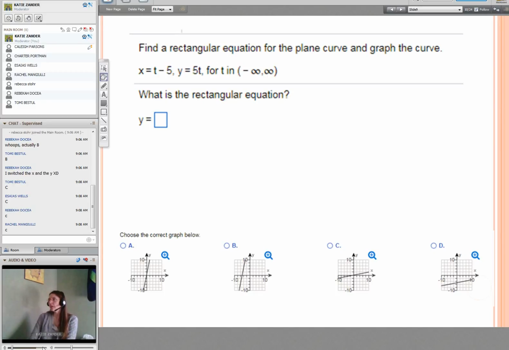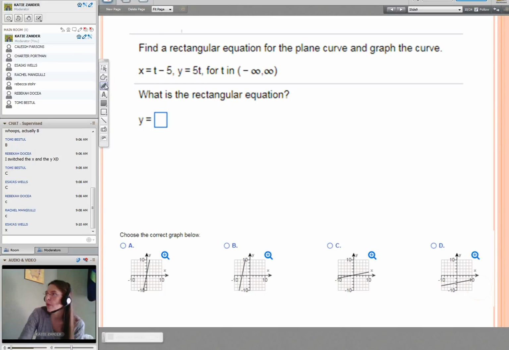All right, let's go ahead. It looks like we're going to eliminate the parameter here. I have x equals t minus 5 and y equals 5t. So in which equation here, the x or the y, do you want to solve for t in? So we're going to work on eliminating the parameter. So which one do you want to solve for t? The x, okay.